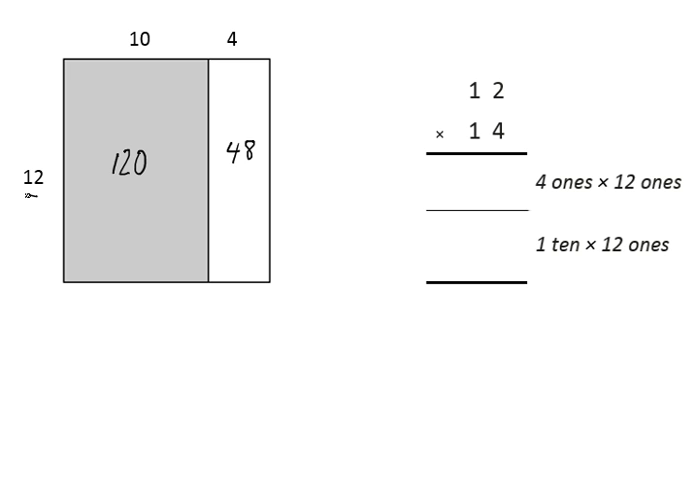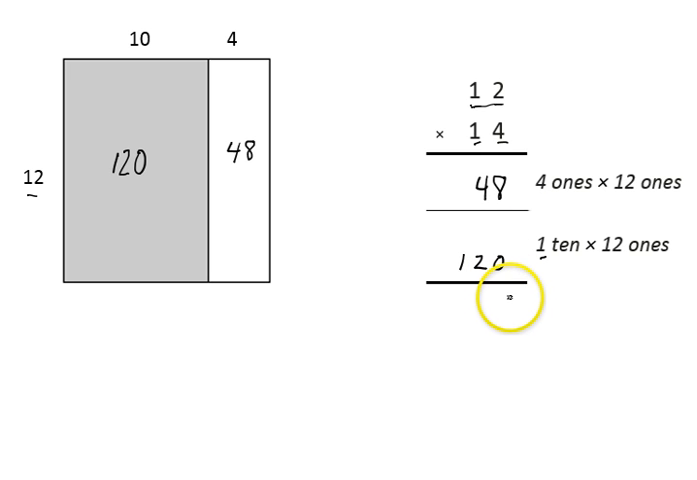Off to the side, I'm going to write what I get when I multiply my 4 ones times my 12 ones. Well, if I think 4 times 10 is 40, 4 times 2 is 8, so the total was 48. Below it, I'm going to write what I get when I multiply my 1 ten times my 12 ones. 1 ten times 12 ones is 120. Because 1 ten times 10 is 100, 10 times 2 is 20, combine those I get 120.